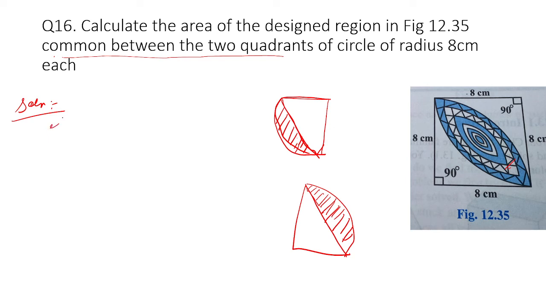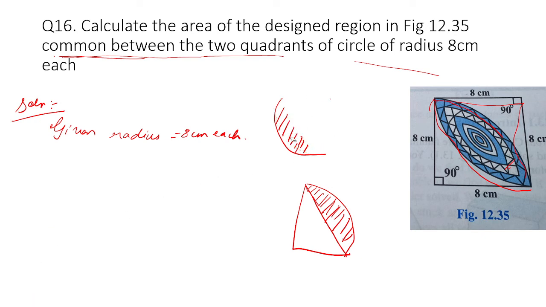Given radius, the two circles of radius equal to 8 centimeter each. This is the radius given to us. Calculate the area of the design region in figure 12.35, which is common between the two quadrants. If you pay attention, this is one quadrant, from this to this side, and from this to this side is another quadrant. I'm just repeating over and over again, but I hope you understood the first part.